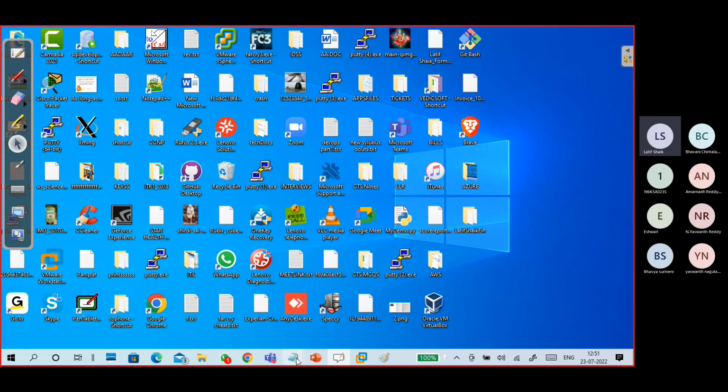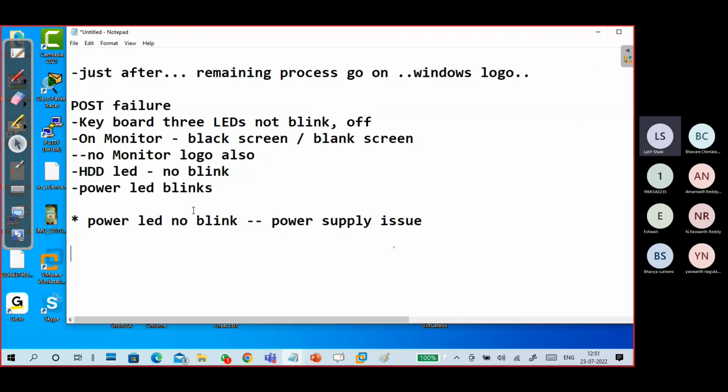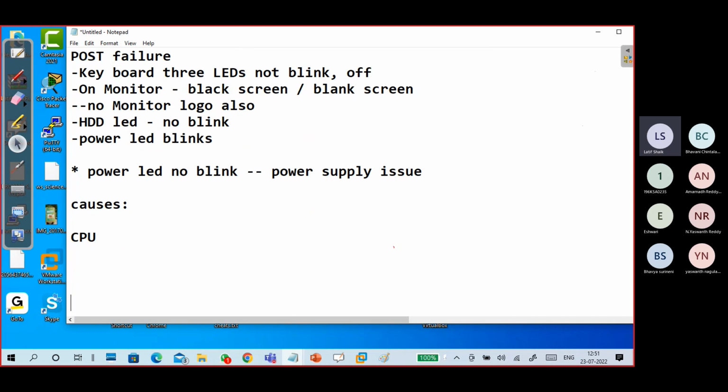Post successful is good. Post failure, bad. Guys, understand? How do you know post is failure? Post failure related information. What is the basic cause? CPU. Very good.